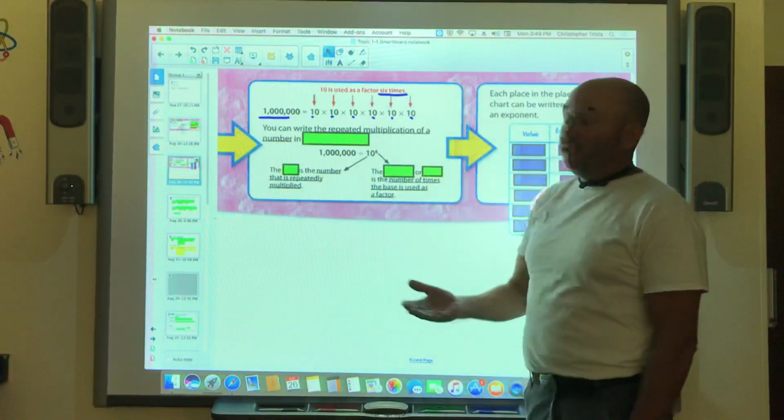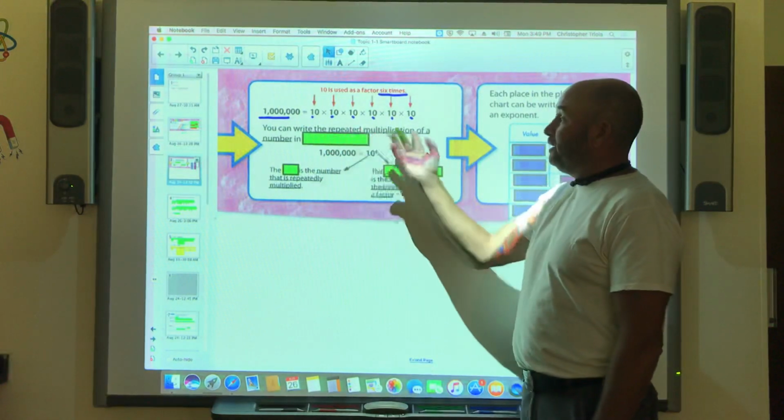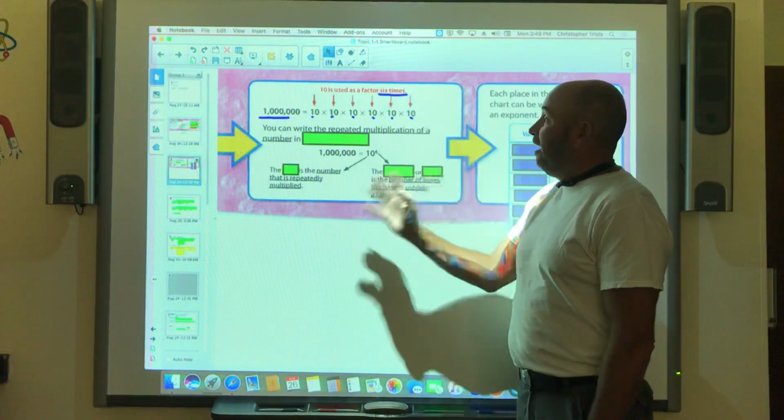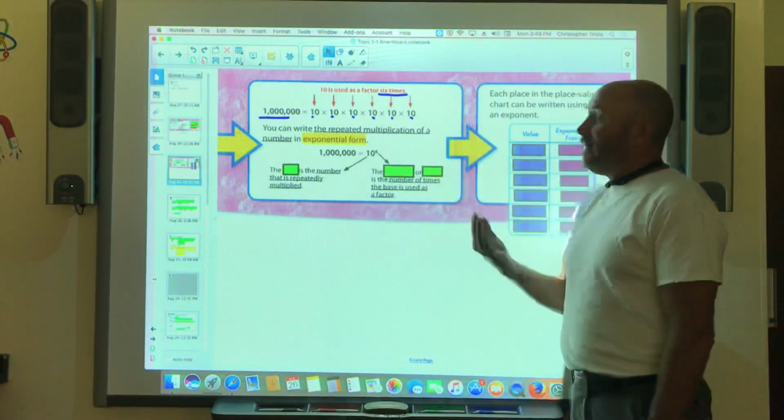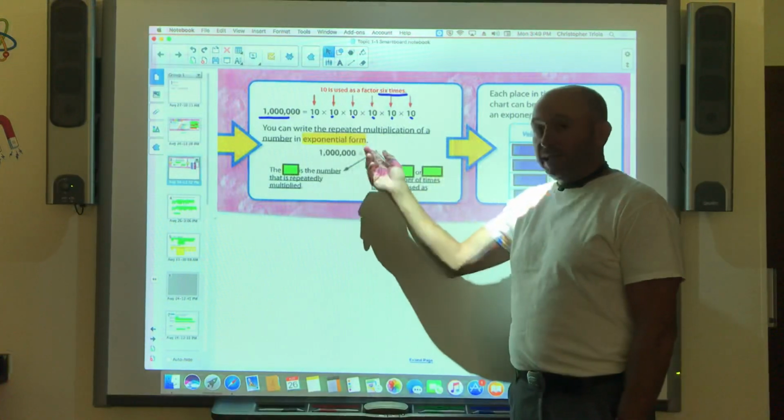Now the other thing that it tells you is that you can write the repeated multiplication of a number in exponential form. That means you can write it using exponents.